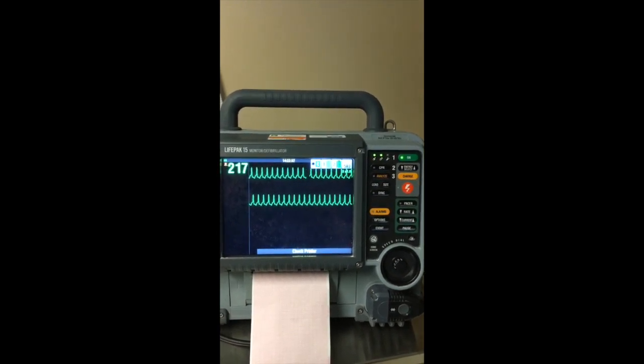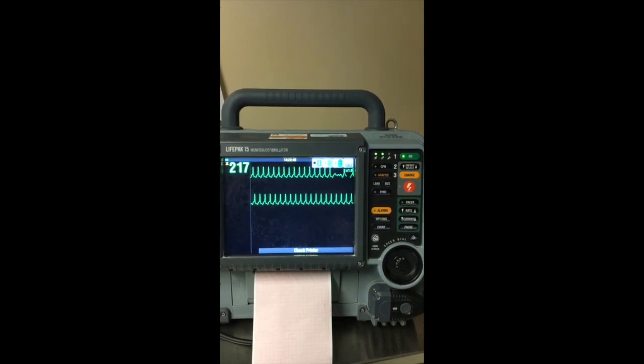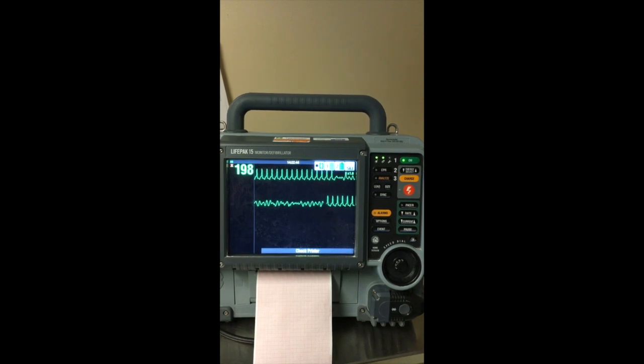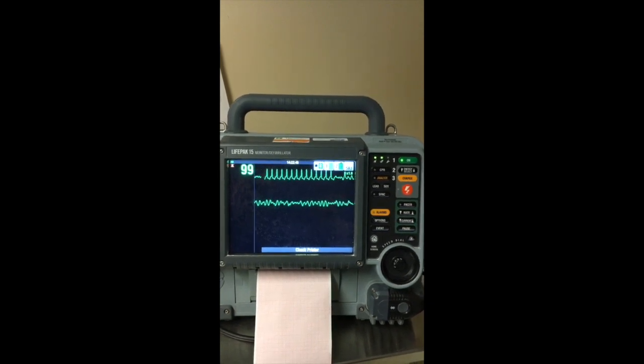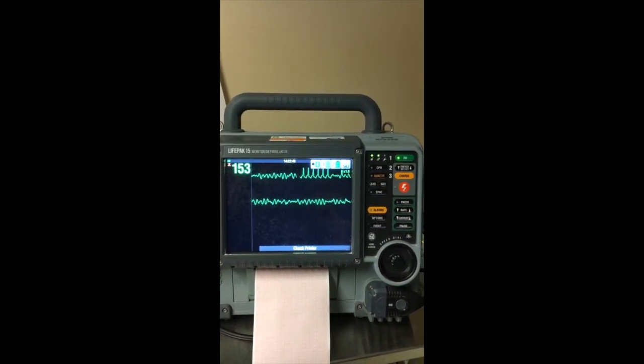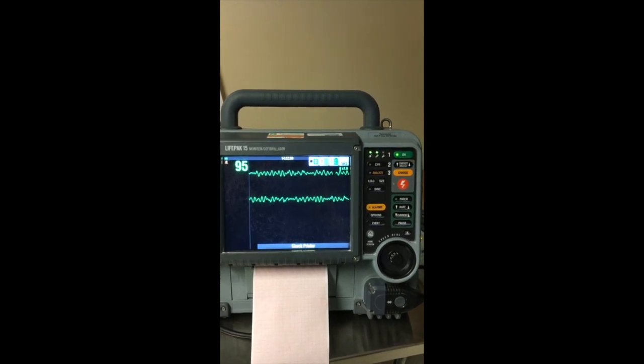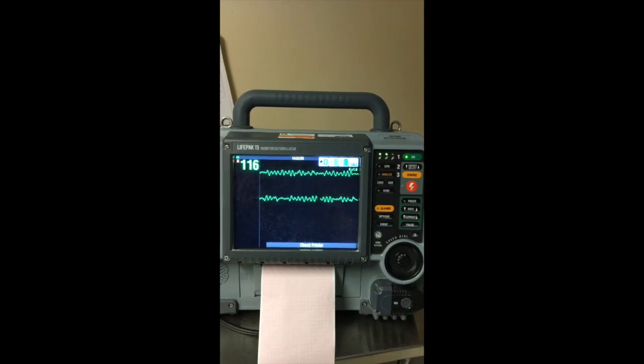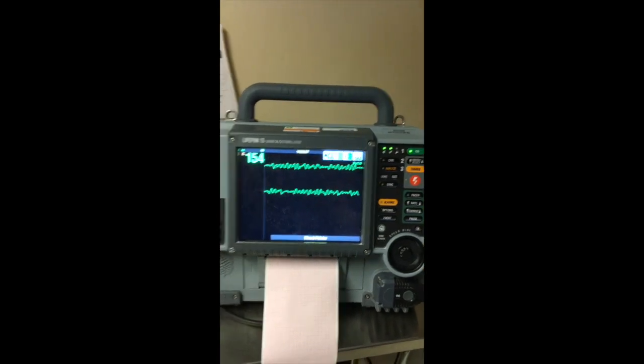So that's too fast, too slow. Let's say someone was in this rhythm. What rhythm is this? VFib. So yes, it's VFib. Is this a shockable rhythm or not shockable rhythm? Shockable rhythm. This is a shockable rhythm.